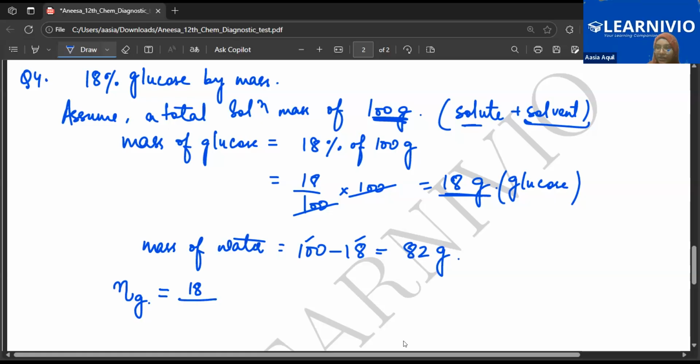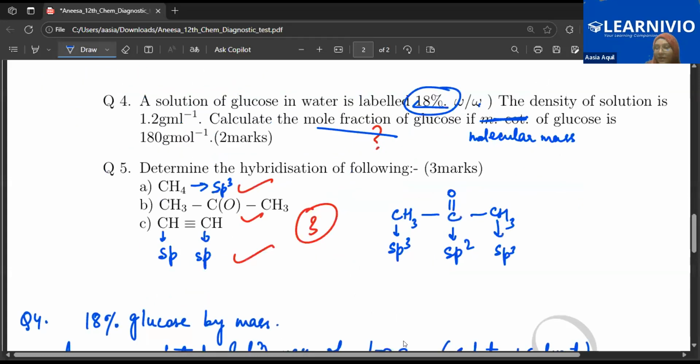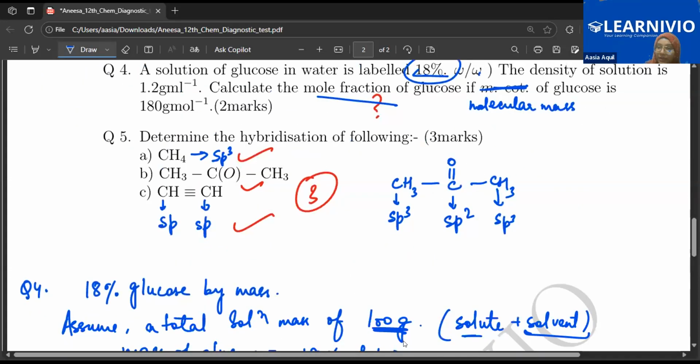So see here in the question, the molecular mass is given over here. But if the molecular mass is not given in the question, you can calculate it using the formula. We know the formula of glucose is C6H12O6, right? Now, easily you can find the molecular mass.